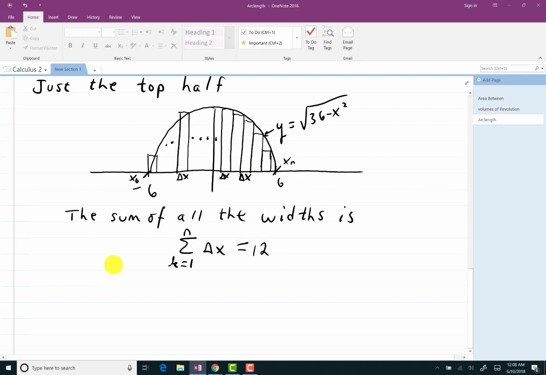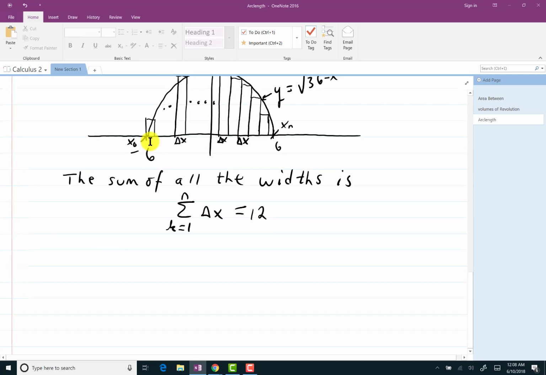And in fact, it doesn't matter how I do that. If all of them have the same width, then I have something like this. Now then, if you do the limit as n goes to infinity, it's still going to equal 12 because the limit of a constant is a constant.